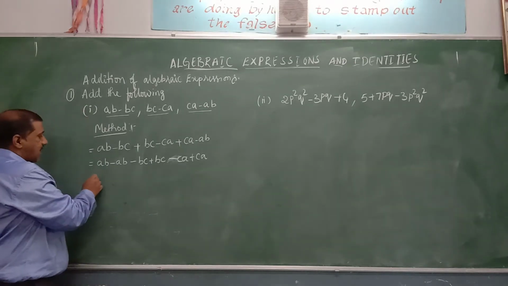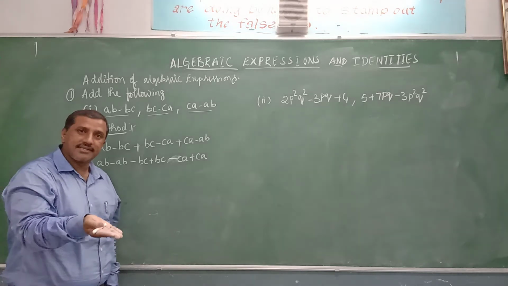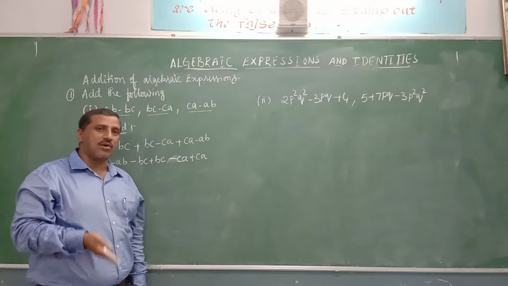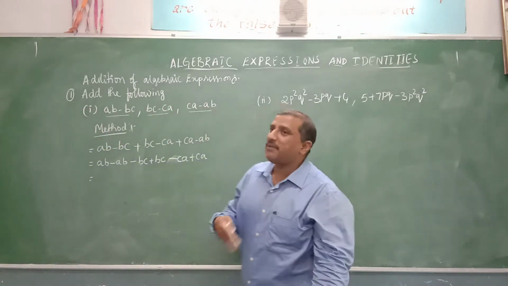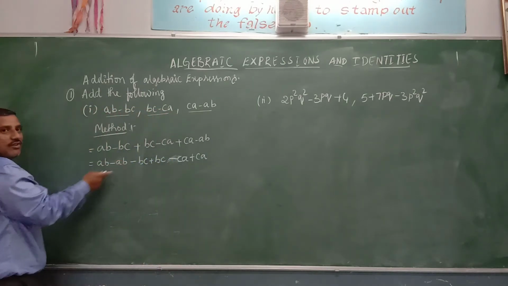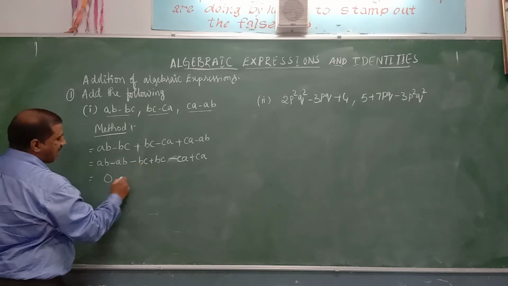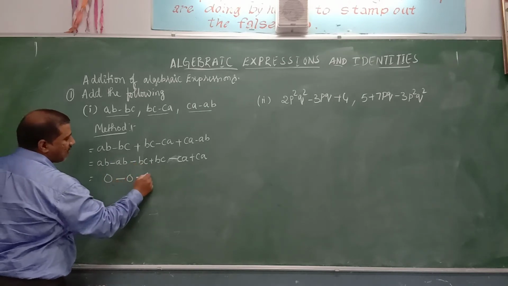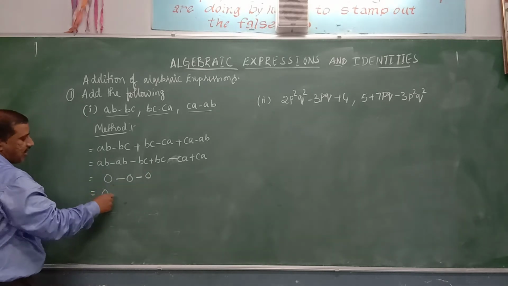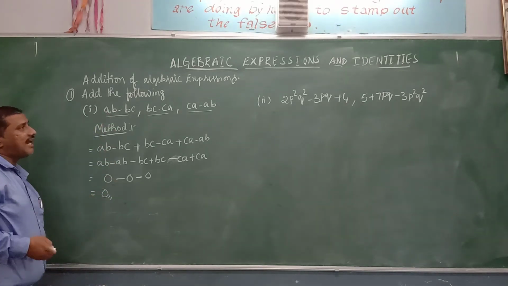Then AB minus AB, that is 1 minus 1. What do we get? 0. 2 minus 2, 0. 3 minus 3, 0. A minus A, 0. AB minus AB is also what? 0. When we subtract these two, both will be cancelled and we get 0. And this, when we subtract, we get 0. And this, when we subtract, we get 0. 0 plus 0 plus 0, we get 0 only. So like this we will add the algebraic expressions.